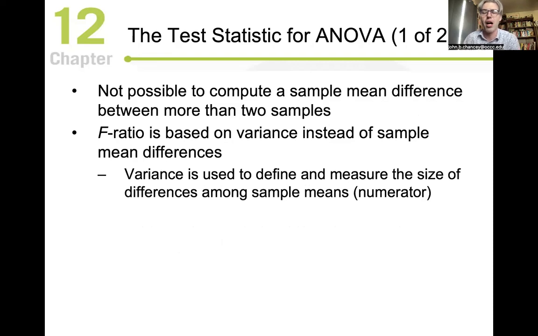So it's not possible to compute a sample mean difference between more than two samples. So what we're trying to do is develop what's called an F ratio. This is what the ANOVA is going to produce, and it's based on our variance instead of sample mean differences. So we're not comparing means. Essentially, we are comparing variance, and variance is used to define and measure the size of the difference among our sample means. That's going to happen in the numerator.